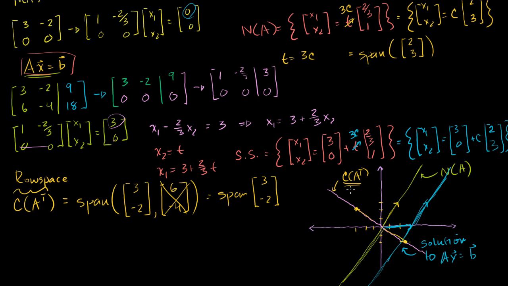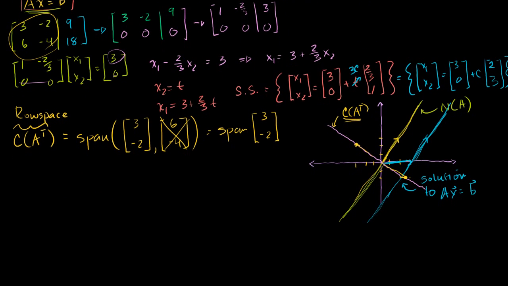And notice that our row space is orthogonal to our null space. It is orthogonal to our null space. Now, this is a nice visual representation of everything we can do essentially with this matrix right here, which is our matrix A.